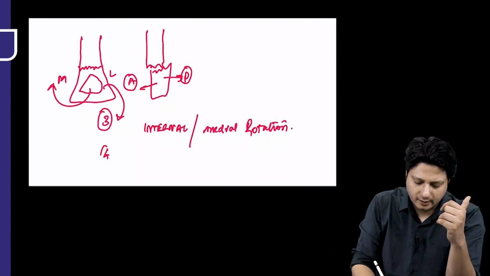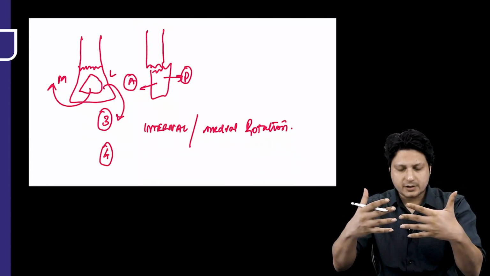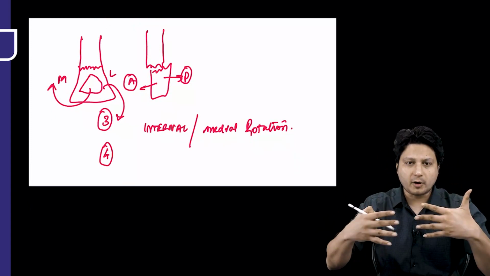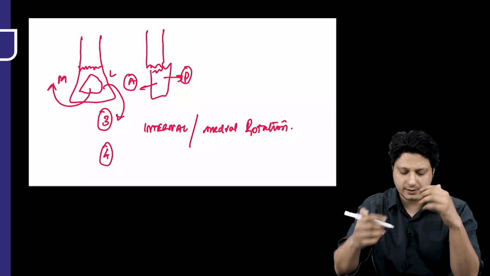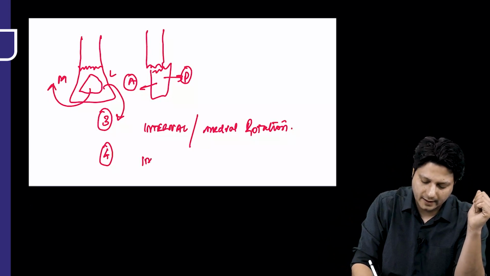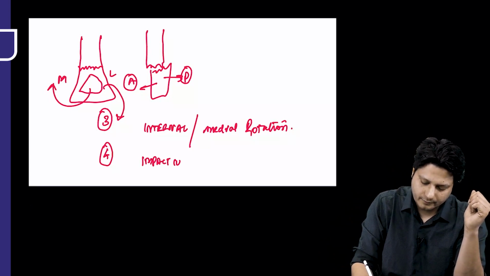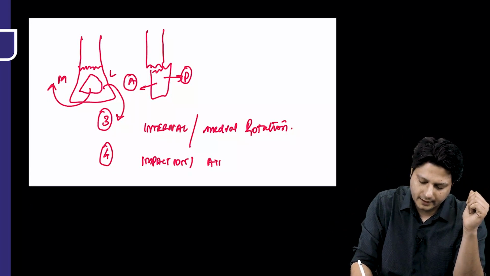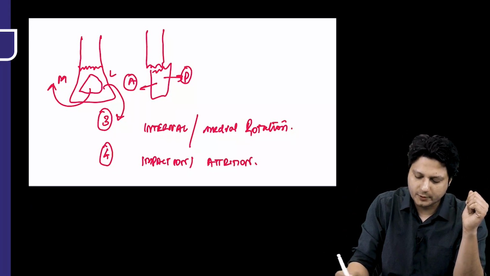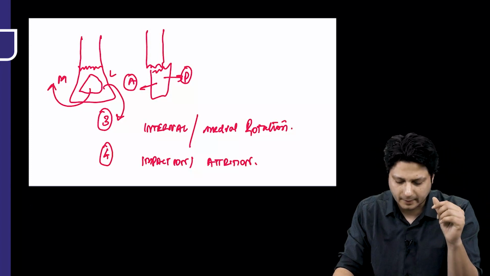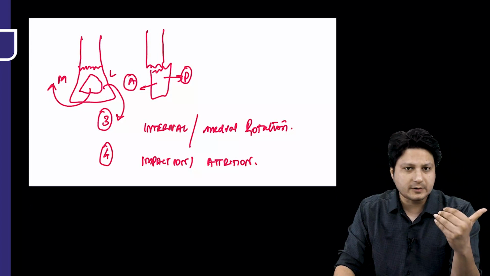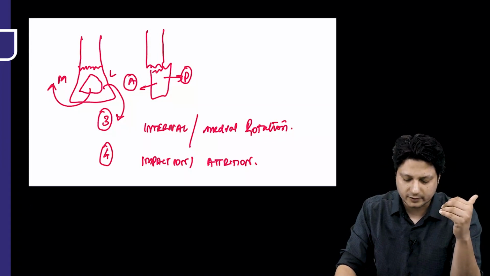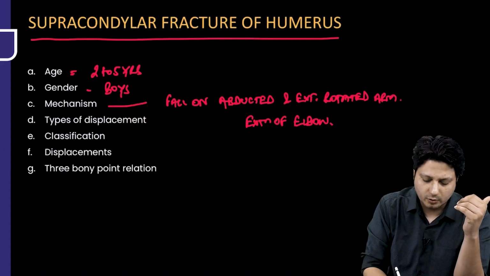And then finally, the fourth point is impaction. Once there is a fracture, there is a possibility that these two fragments could be accreted to each other. They could be impacted to each other. So the fourth possibility is that of impaction or attrition. So hope you have understood everything related to the topic. In particular, these are the displacements that can happen in supracondylar fracture of the humerus.